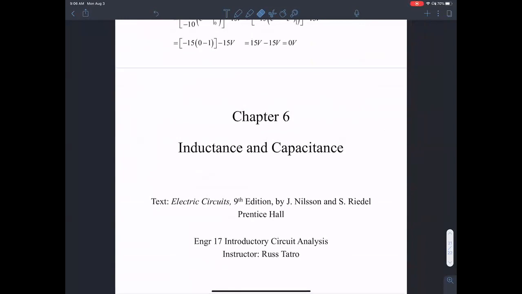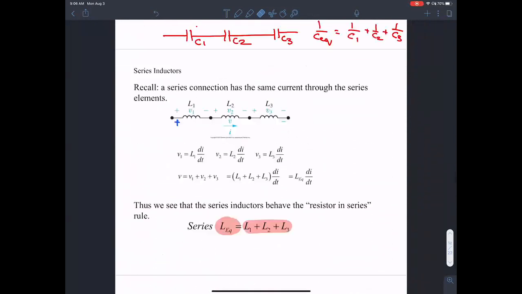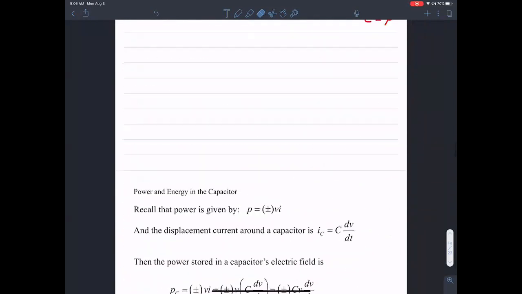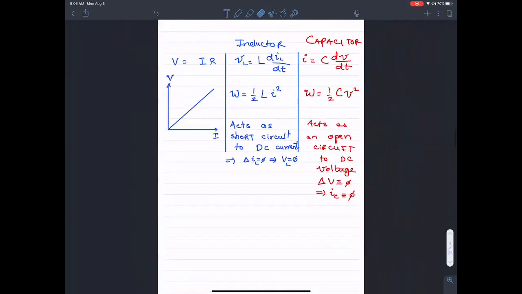So that's all there is to inductances and capacitances. Like I mentioned, the big picture is captured in this slide here, that for the inductance, V is L di by dt. When there are series, you just want to add to this by saying that series inductances behave similar to series resistances. Series capacitances behave similar to parallel resistances when it comes to their equivalent value. Make sense?